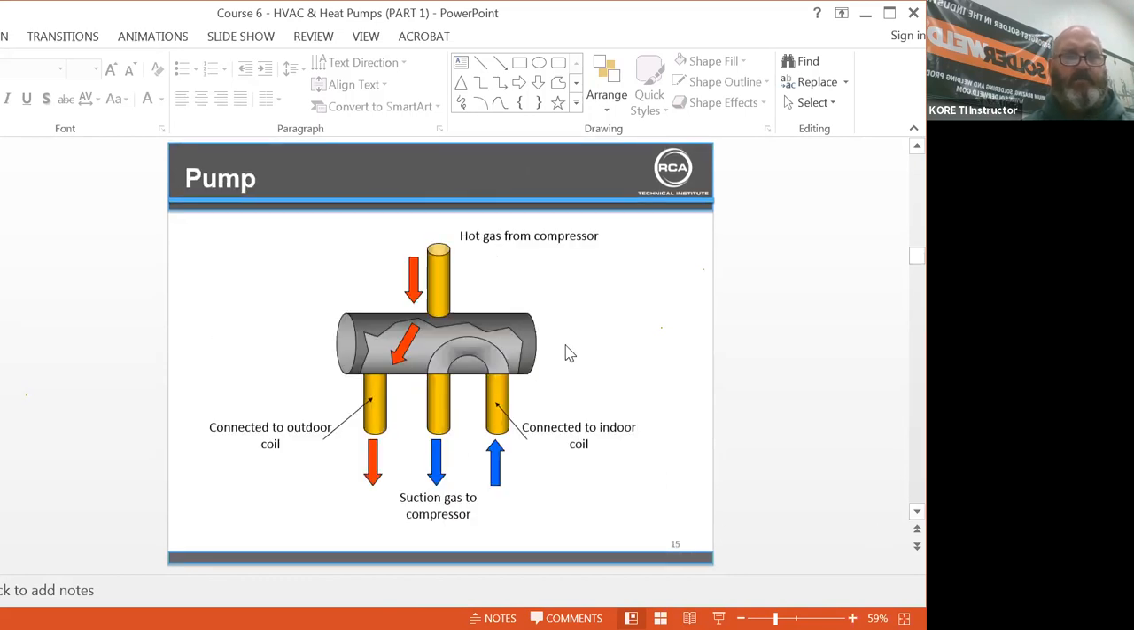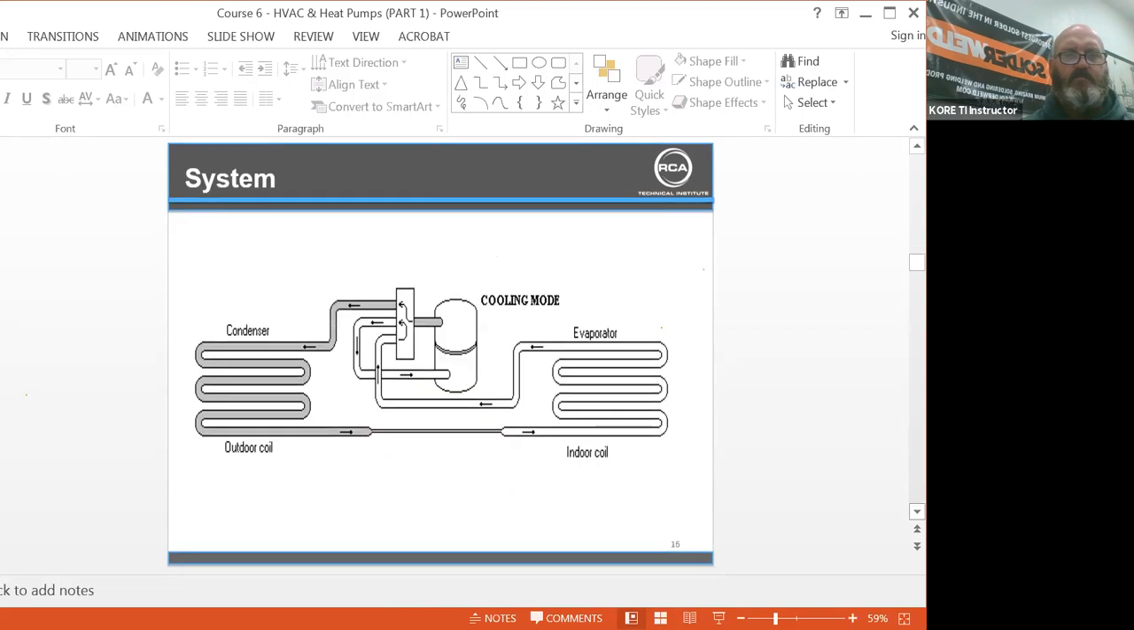Here we are again. Hot gas from the compressor is going to the outdoor coil. We're back to the same drawing. Here we are in a system. Looking at the compressor right here, this is the cooling mode, going through the condenser and then back through to the evaporator in cooling mode.